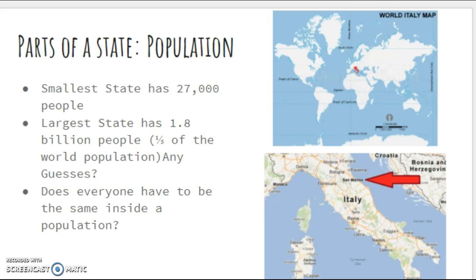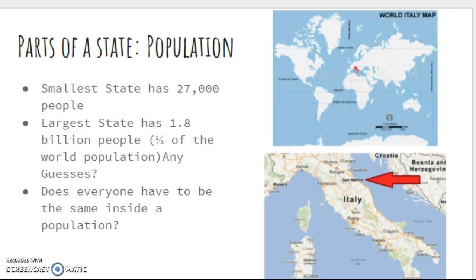Okay, so parts of a state. Population. Smallest state has 27,000 people. The largest state has 1.8 billion people, which is 1/5 of the world population. Any guesses on the largest state? So if you guessed China, you would be correct.